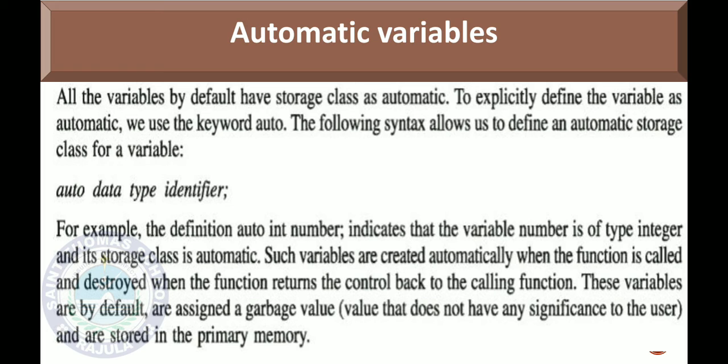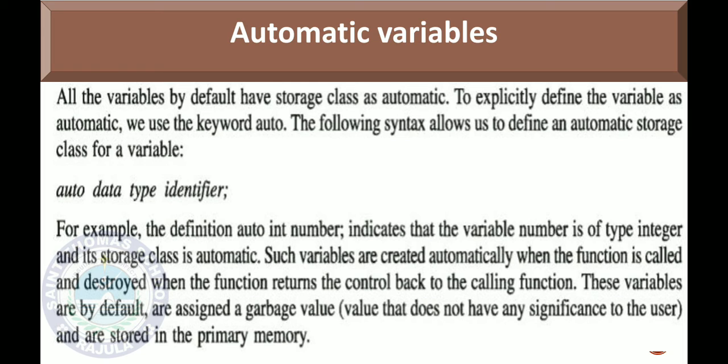This is the default storage class of all the variables. If no storage class is defined by you when you declare the variable, then it will be defined as an automatic storage class. To explicitly define the variable as automatic, we use the keyword auto. Which keyword is used to define the variable as an automatic storage class? The answer is the auto keyword. Here you can see the syntax of how we can define the variable with the automatic storage class.